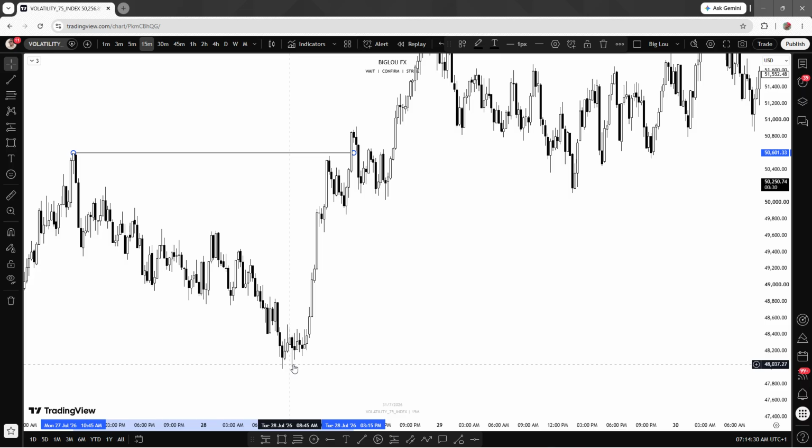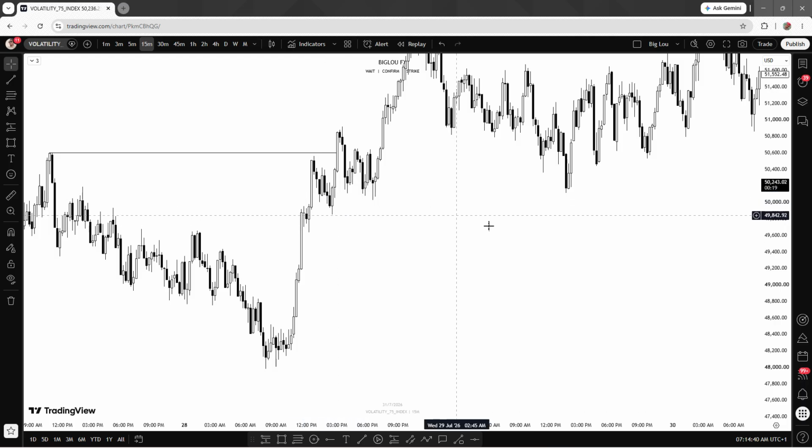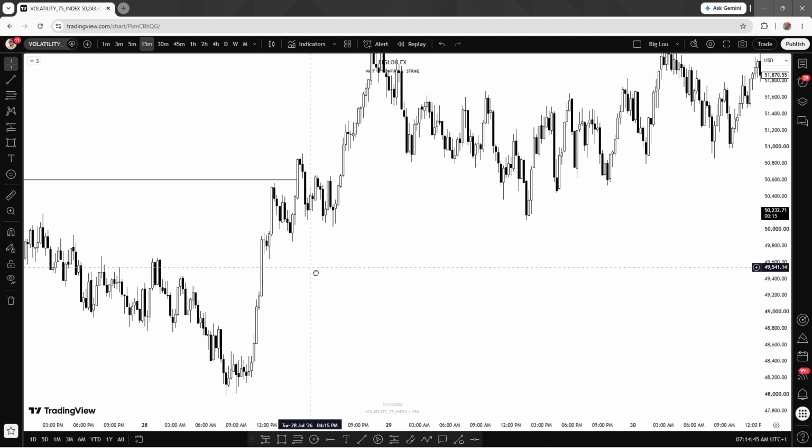This is the main origin, the primary origin. But the one that broke structure is the one you're going to prioritize, the last candle before the impulse move away. So now we have our structure break.